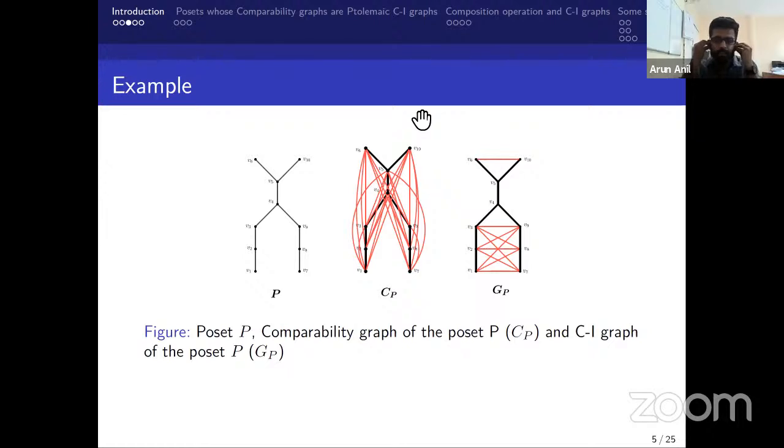For the poset P, this is the covering comparability graph of this poset. The Hasse diagram gives the cover graph, and we need to make adjacency between the incomparable elements. So V1 is incomparable with these three elements, so we make them adjacent. Similarly, V2 is incomparable with all these three elements, so make them adjacent. Similarly for V3, and V6 is incomparable with V10, so we make them adjacent. This is the CI graph corresponding to the poset P.